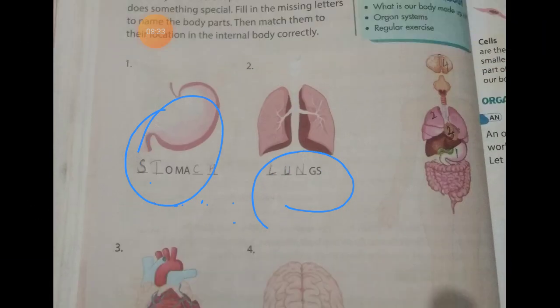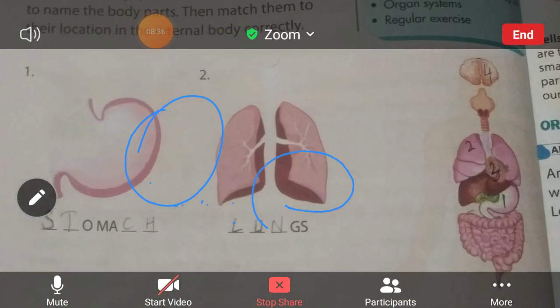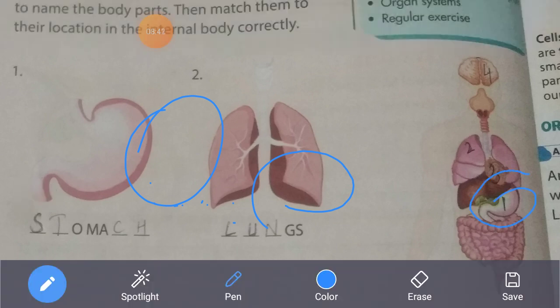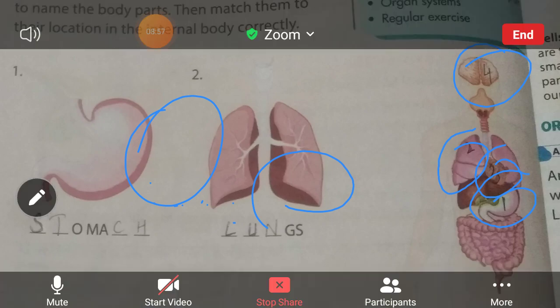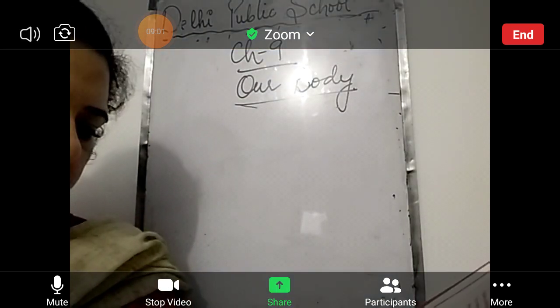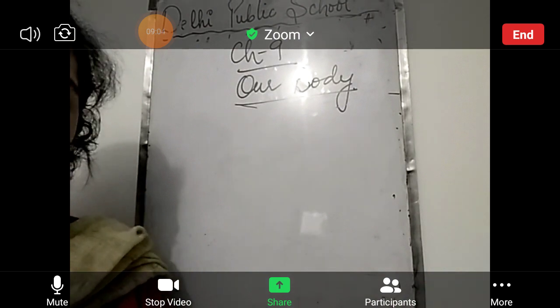So where are the locations of these parts in our body? You see over here. Part 1 is stomach. Stomach is over here. See, here is the stomach. Then lungs. Lungs are here. Then your heart is over here and brain is over here. So this is the location of the body parts in our body. This was the activity that was given on page number 88.